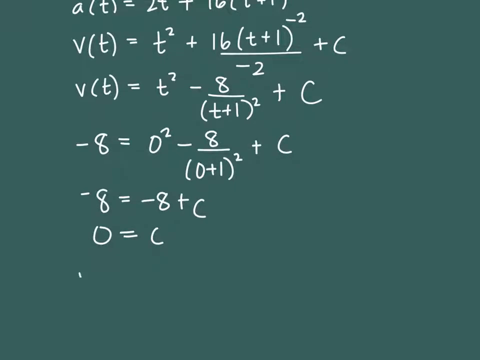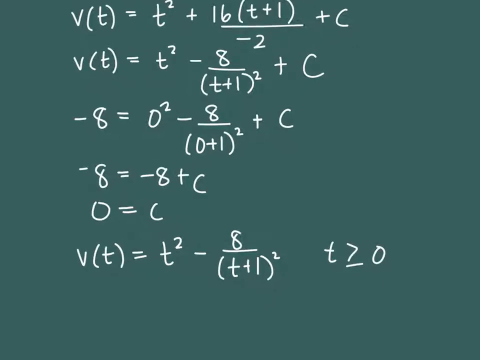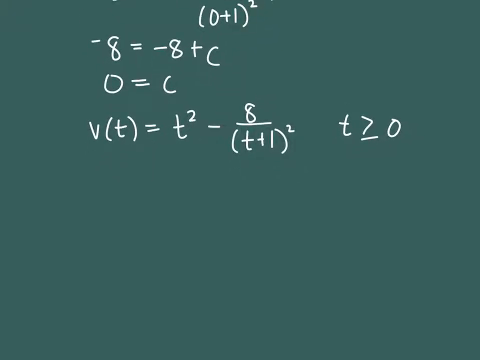So my velocity works out to be t squared minus 8 over t plus 1, quantity squared, still with a domain of t greater than 0. So we're just applying antiderivatives to a physics equation.